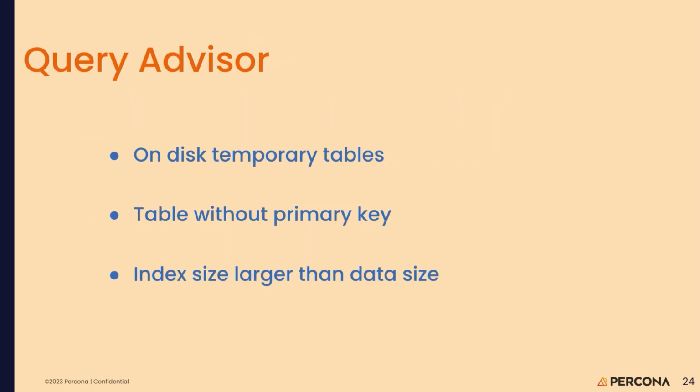Query advisor. When we have huge temp file creation in the server, it will recommend settings to increase the temp table size. If there is any table without a primary key, that will affect the server performance. So it will give a warning or error message if there is any table without a primary key.